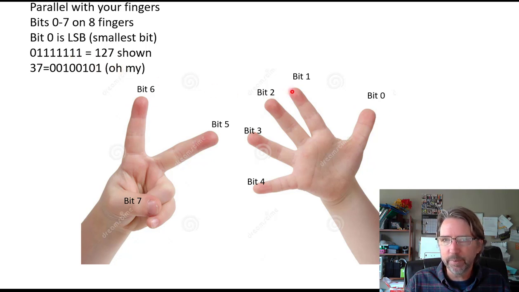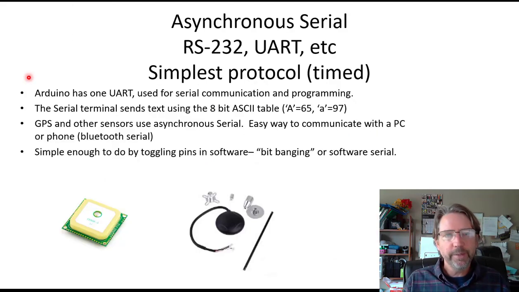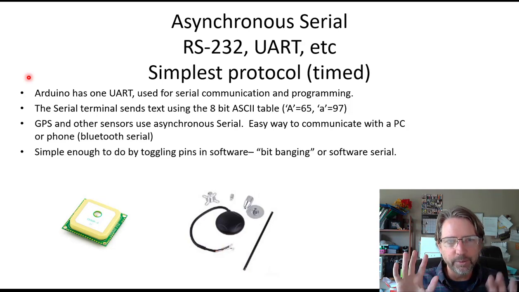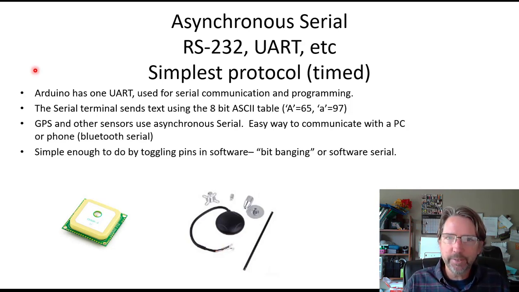The second bit is bit 1, and we go all the way up to bit 6 and bit 7 there. So get used to the numbering. It starts with 0, ends with 7. So now that we understand parallel, what serial does is it uses fewer wires. You need 8 wires to send an 8-bit number over a parallel port, and that's inconvenient for wiring.